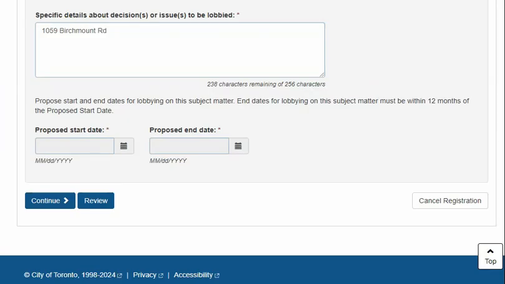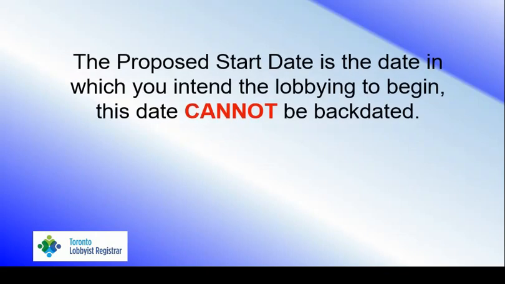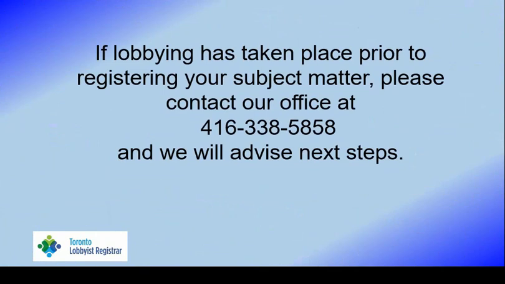You also need to enter a proposed start date and proposed end date. The proposed start date is the date in which you intend the lobbying to begin. This date cannot be backdated. If lobbying has taken place prior to registering your subject matter, please contact our office at 416-338-5858 and we will advise next steps.